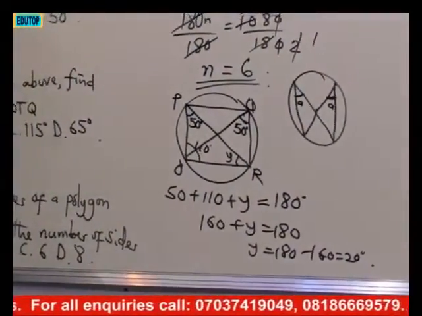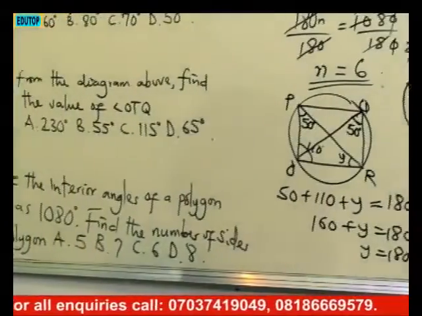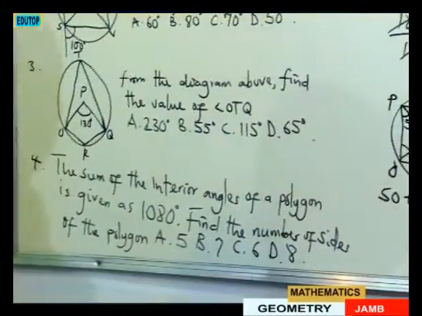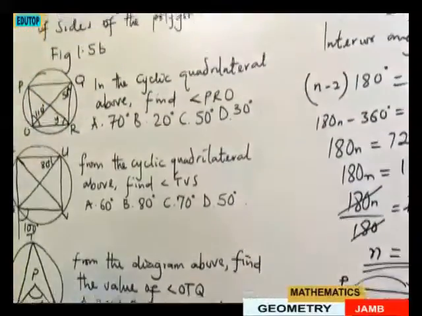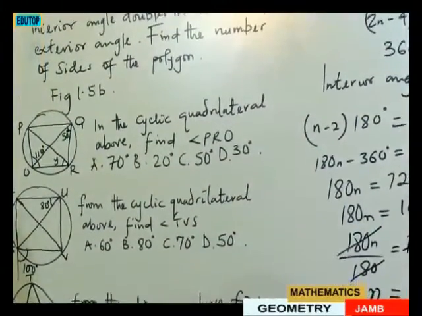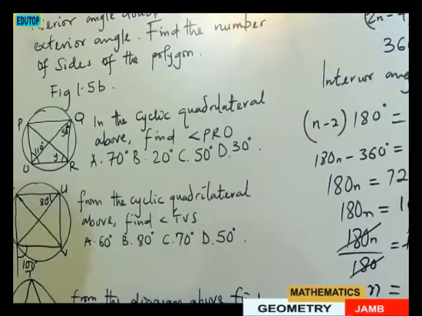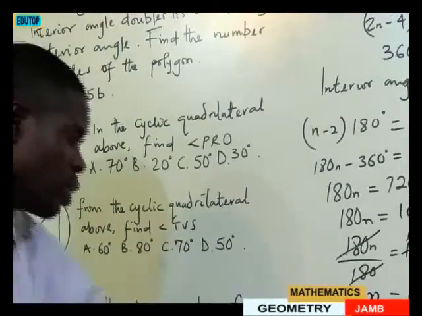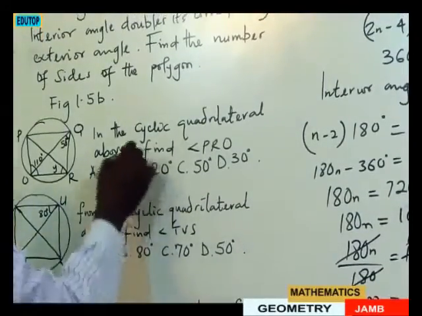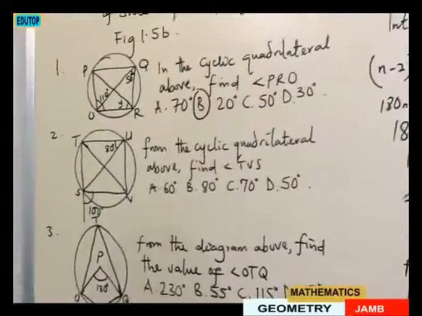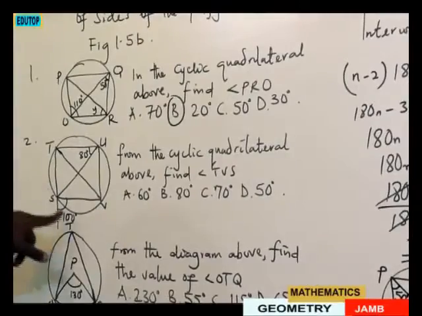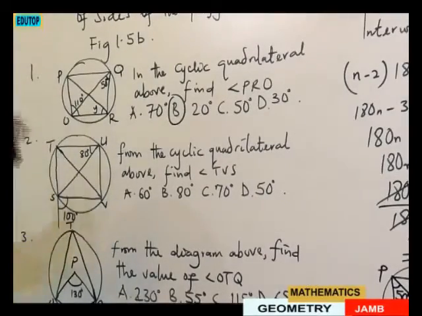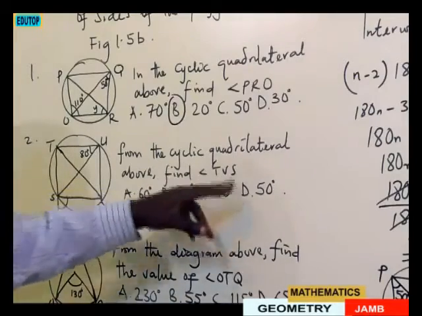So we'll go to our options and pick the option that suits that. And by so doing, we discover that the answer to this very question will definitely be 20 degrees. That is B. Then the next question, that is question 2. This one is also similar to the first question, but in this regard, this one asks us to find TVS.